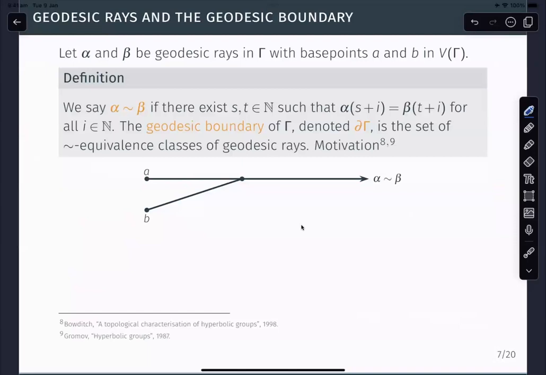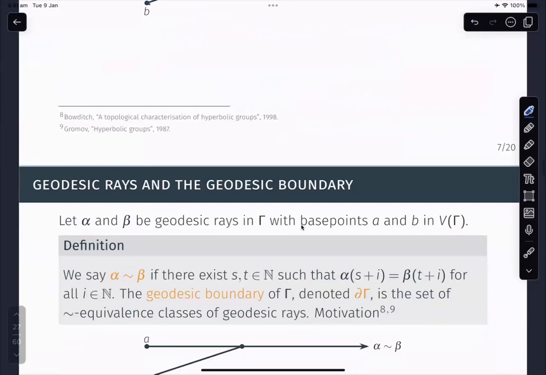We say that two infinite rays with any old base points, A and B, are equivalent to each other if they join up and then they travel together forever after that. And we define the geodesic boundary to be the set of all equivalence classes of geodesic rays. So one thing we know in a geodetic graph is that as soon as they join up, they can't go away and then come together again, because that would be two geodesics of the same length. So we can define this boundary, but maybe it's not so useful.